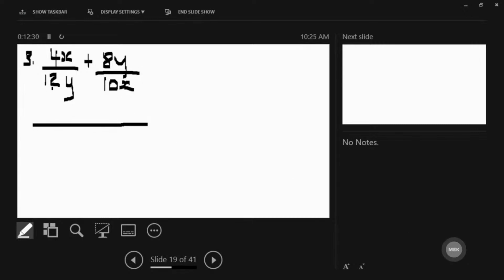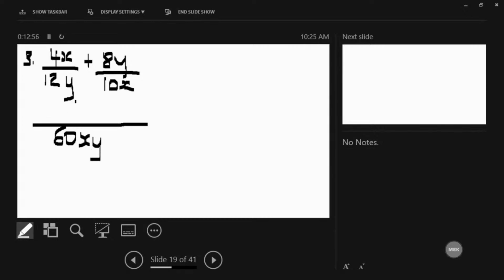So the LCM of 12 and 10 is 60. And then we have to represent the X and the Y. And usually we put it in alphabetical order. It's not a must, but this is just the standard way. So this is the LCM, 60xy.